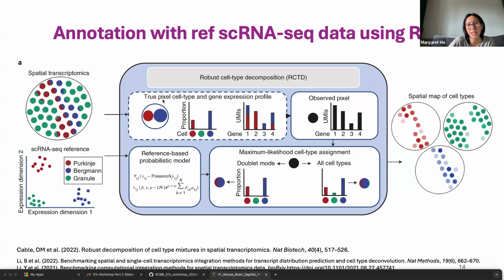So RCTD will take this spatial data set, in our case our Visium data set, and the single-cell RNA-seq reference. You build a reference-based probabilistic model to essentially assign a cell type to the spot using maximum likelihood. And we'll run it in doublet mode, which allows it to make its best guess of either one cell type that it thinks makes up the spot, or maybe a proportion of two cell types. Then we'll end up with each cell in the spatial data set annotated with a likely proportion of those cell types.